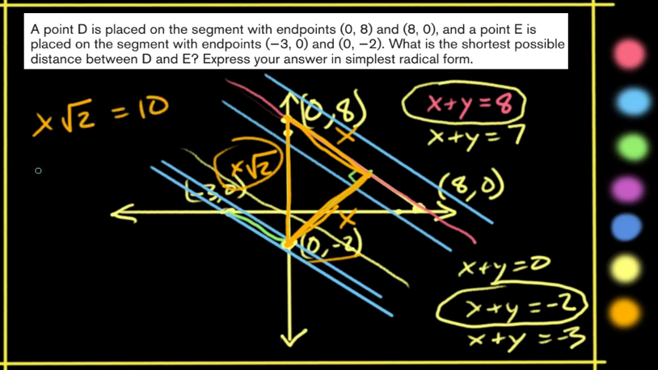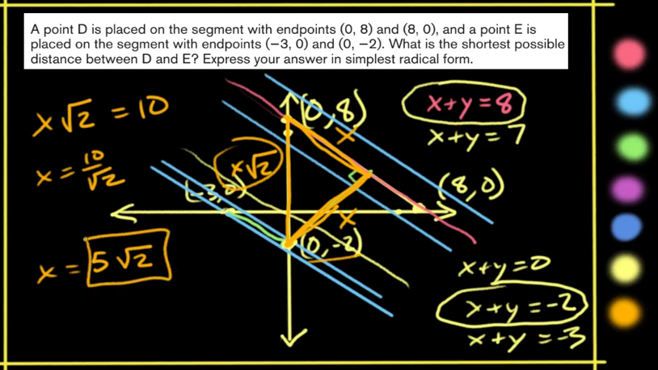So that means x is equal to 10 over the square root of 2. And we don't like to see square roots in the denominator, so we multiply top and bottom by square root of 2. And we get x equals 5 times the square root of 2. Yeah, because it's 10 times square root of 2 divided by 2. So x is 5 square root of 2. That's going to be this distance here, 5 square root of 2.